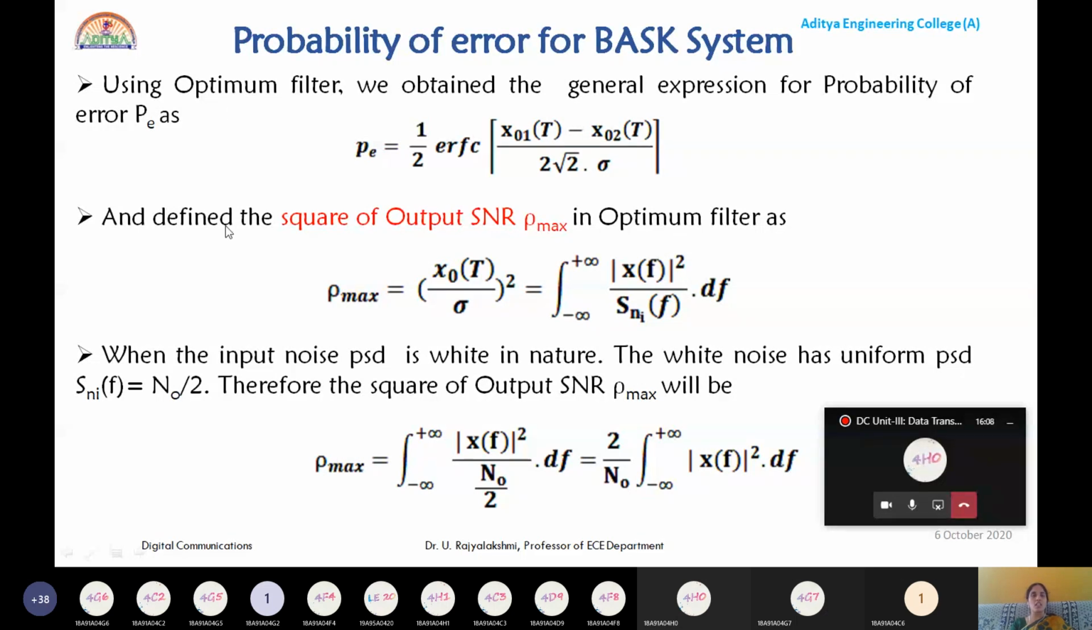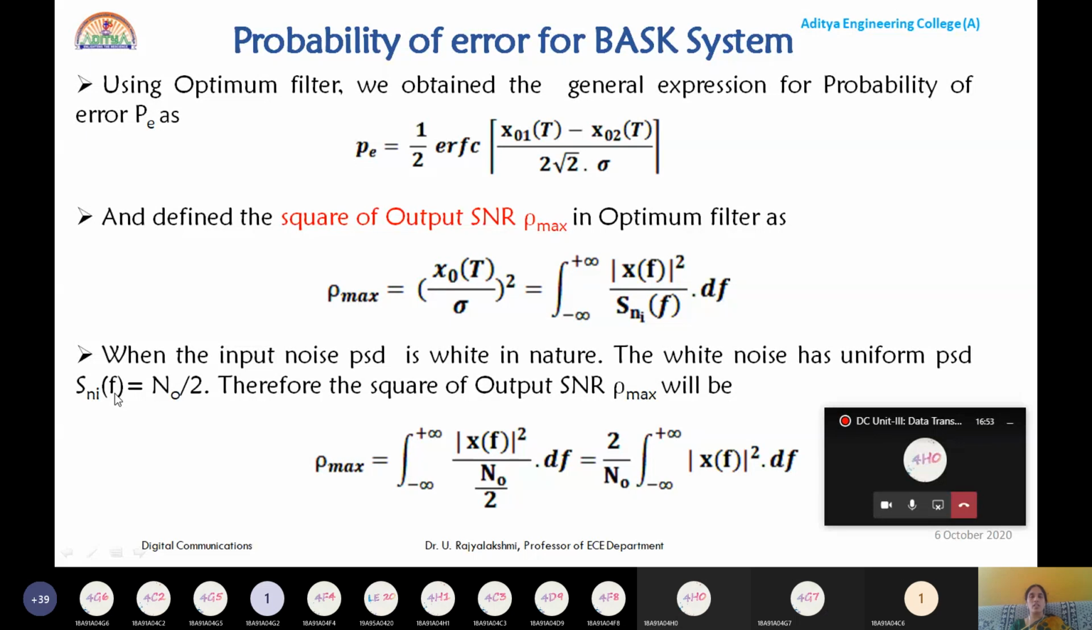What does it mean? The input Gaussian noise has a mean, and around the mean we have the uniform distribution, like a bell-shaped response. The white noise has uniform power spectral density. You know that the input noise power spectral density is equal to N0 by 2. What is Sni of f? It is the input noise power spectral density, which is the Fourier transform of the input noise. In module 2, we assumed the input noise as N of t. So it is N0 by 2.